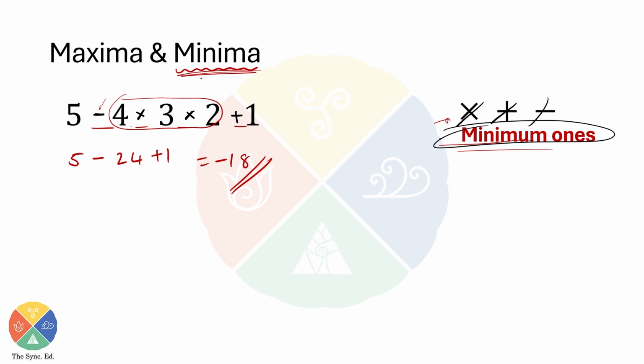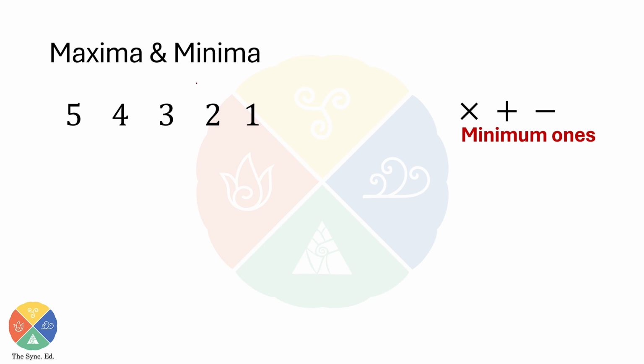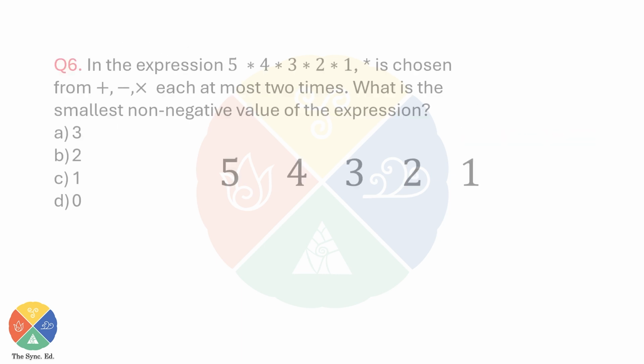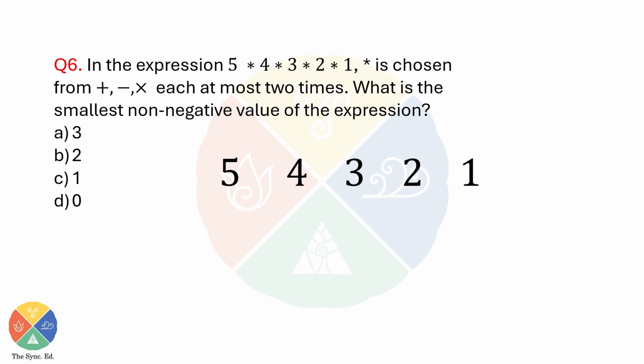Okay. So you understood the basics. Now let's go back to the question. This was the question. If you read the question, you will see in the expression 5 into 4 into 3 into 2 into 1, stars have to be chosen from plus, minus, into, each at most 2 times. At most 2 times means maximum you can use a sign only twice. It also means that even if you don't use a sign, if you completely ignore a sign, it's totally fine. But maximum you have to limit the usage to 2.